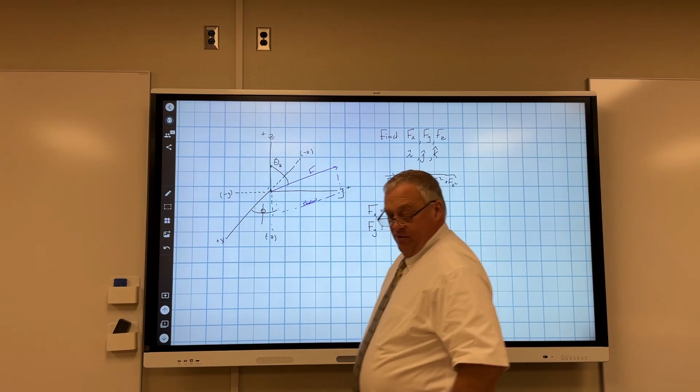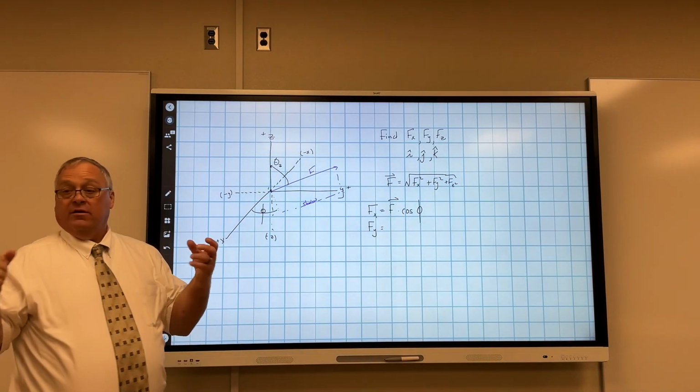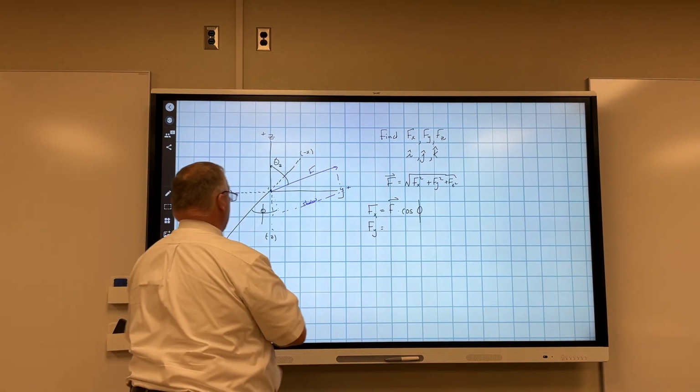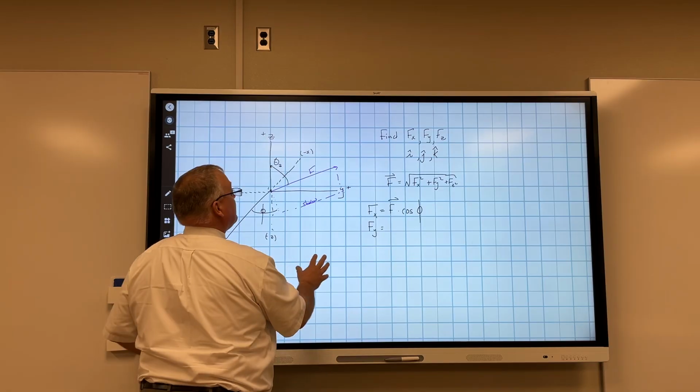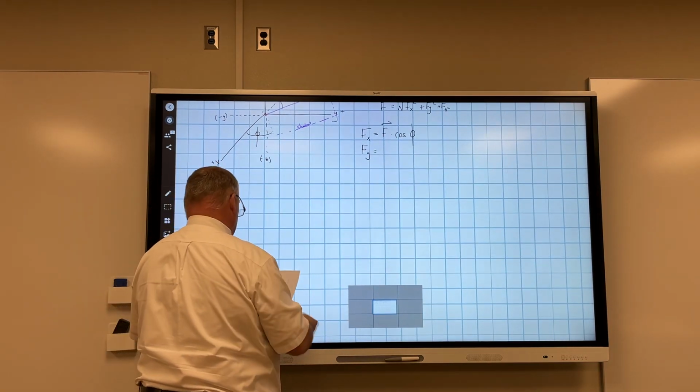Well, let's draw a free body diagram. Get rid of some of this clutter here, and we're going to draw a free body diagram. And here's our free body diagram.